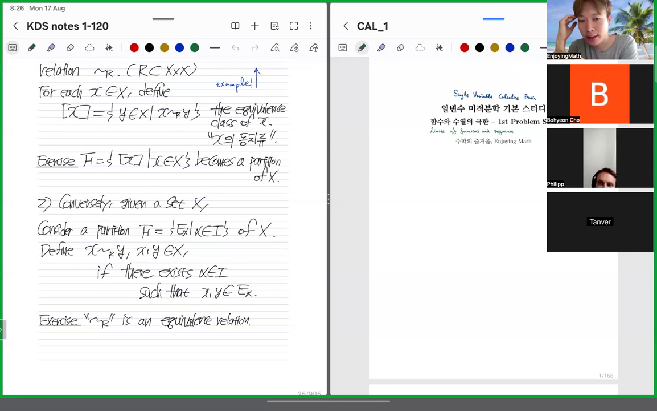Is that right? To me, it sounds like you covered every point that is necessary for the definition. So okay, now I want to ask Tanfir, what was the definition of function?